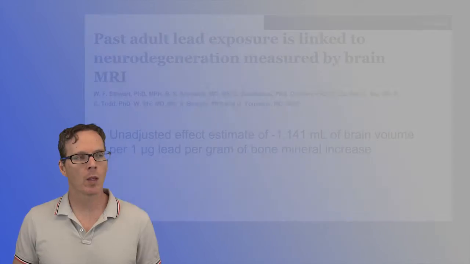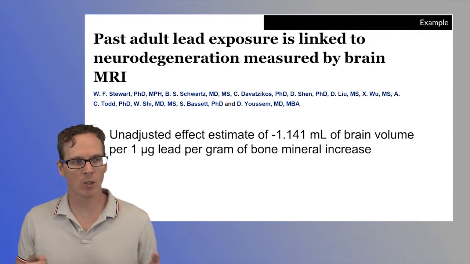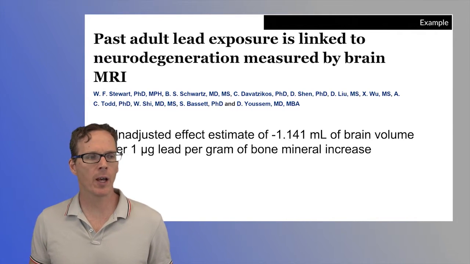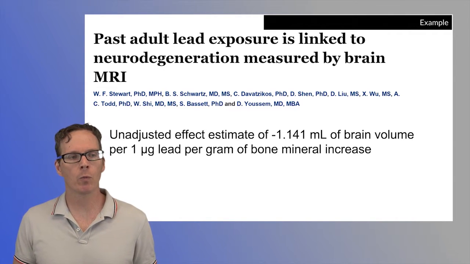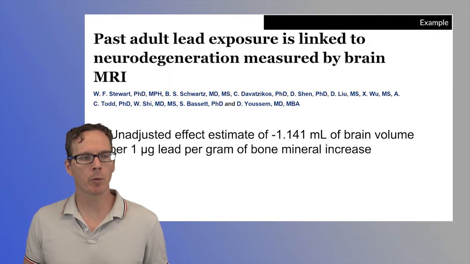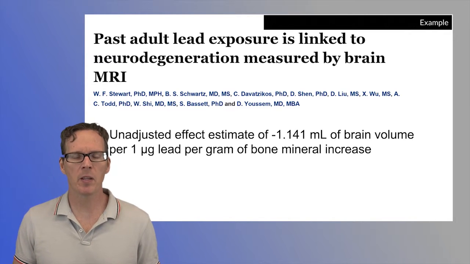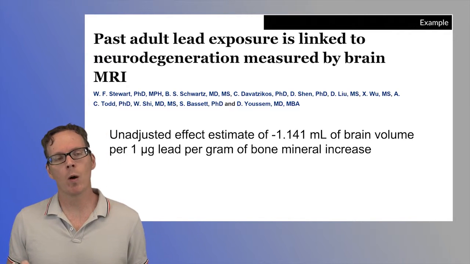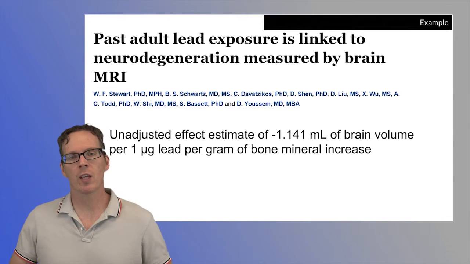So a friend of mine named Brian Schwartz, he's in environmental health here, wrote a paper called Past Adult Lead Exposures Linked to Neurodegeneration as Measured by Brain MRI. And what they found is an unadjusted effect estimate of negative 1.41 milliliters of brain volume per 1 microgram lead per gram of bone mineral increase, which is a hard thing to interpret. But it's basically saying you lose about 1.41 milliliters of brain volume for every 1 unit increase in lead exposure.